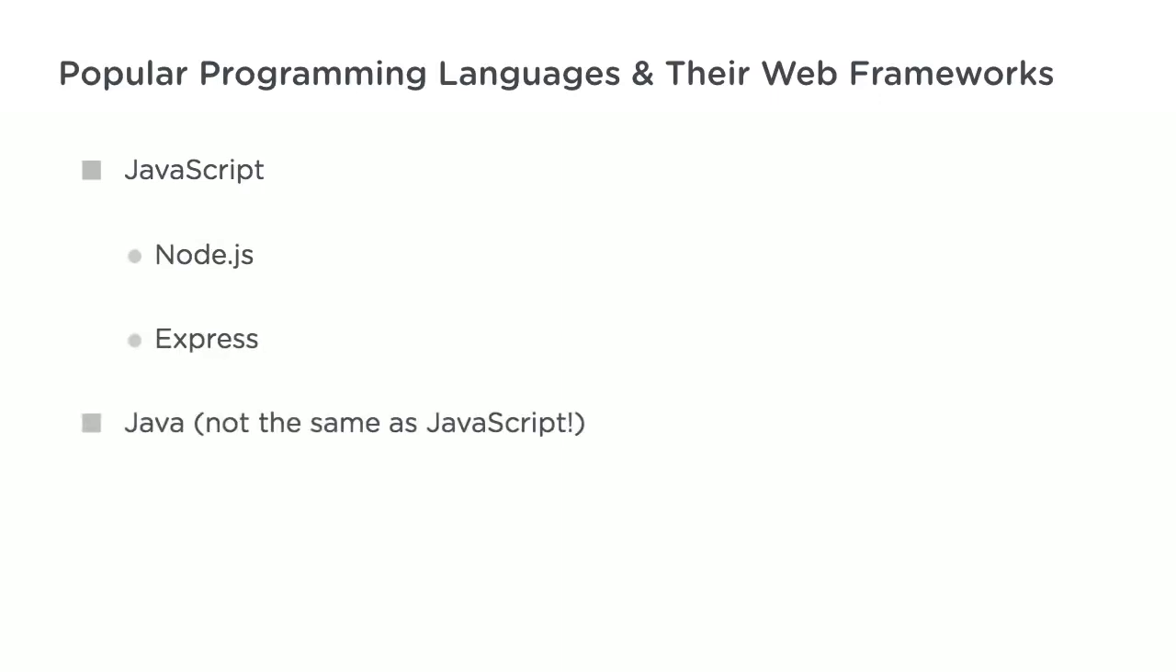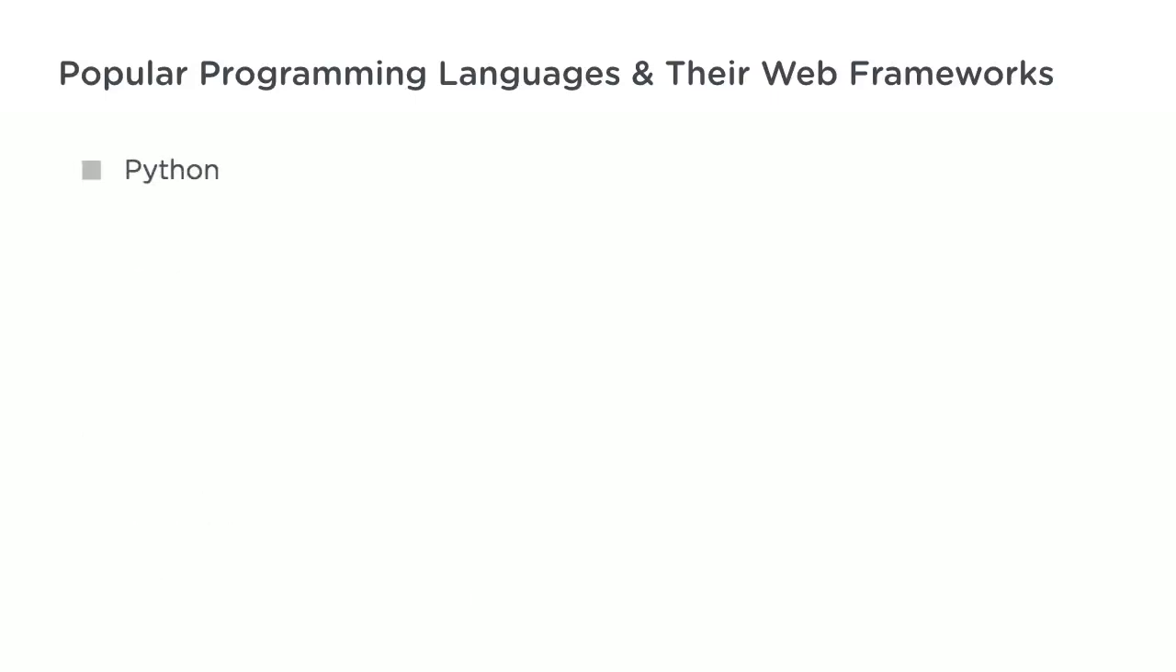Java should not be confused with JavaScript. The Java language was designed from the ground up to be run on the server side. Java isn't as easy to pick up as JavaScript, but the resulting programs are fast enough to handle requests from thousands of users at once. Popular Java web frameworks include Spring and Java Server Faces. Python is a highly flexible programming language that's easy to learn and use. Python is also very popular for data analysis. Popular Python web frameworks include Django and Flask.